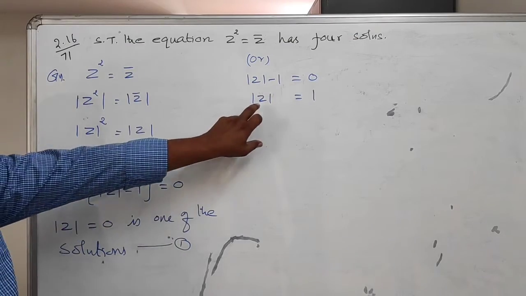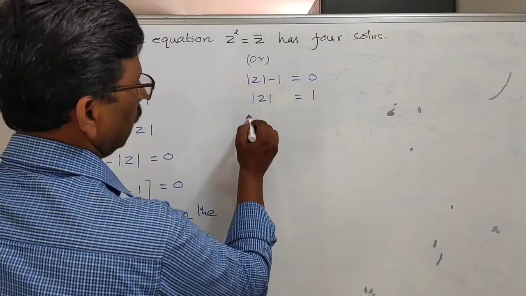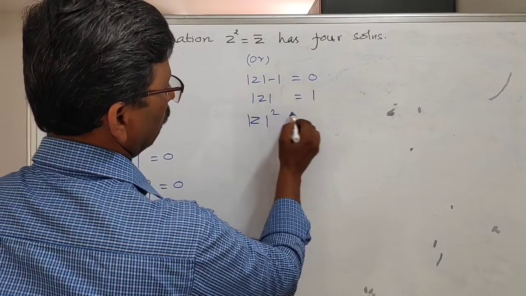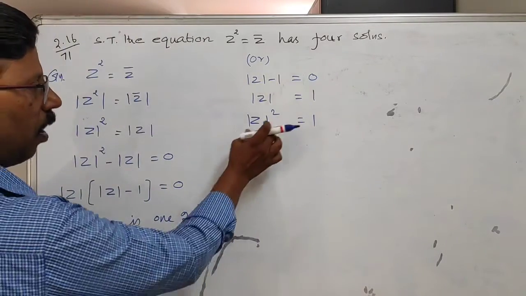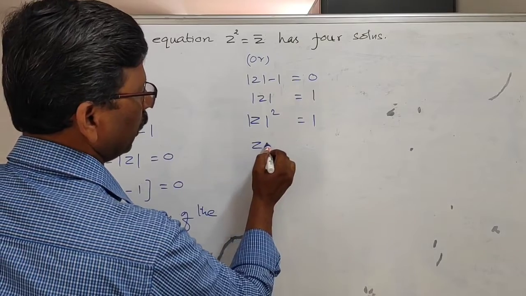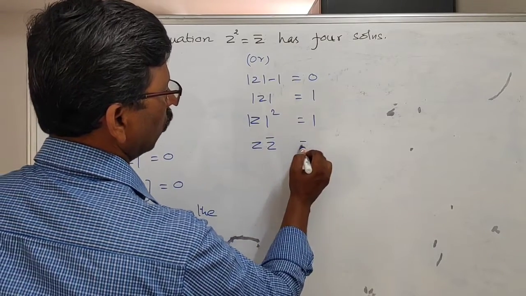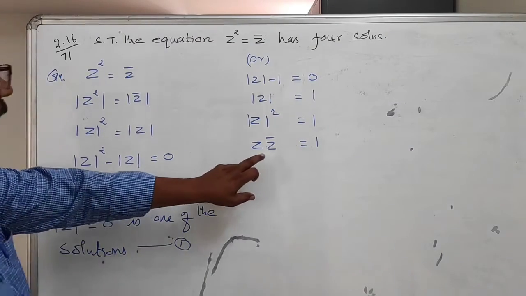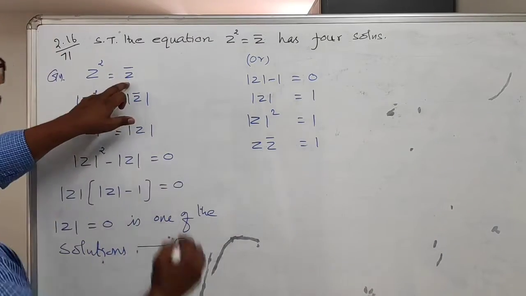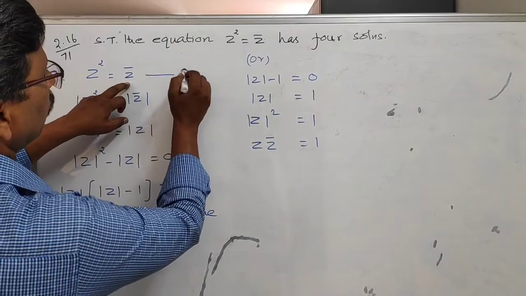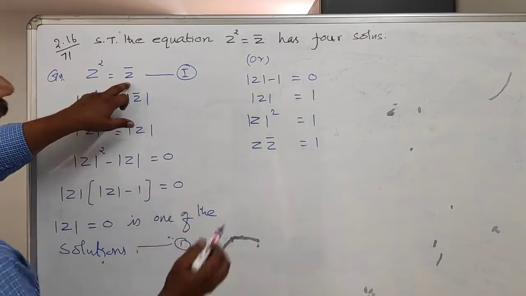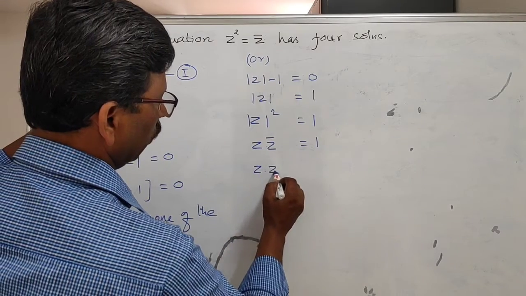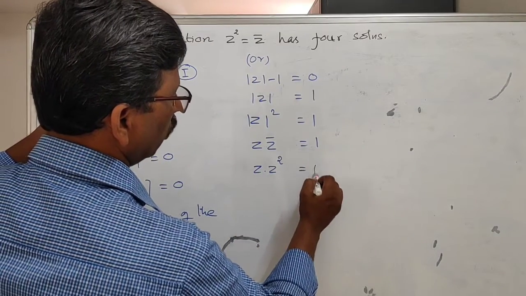Modulus z squared is equal to 1. Now this modulus z squared can be written as z into z bar is equal to 1. After that, we know the value of z bar. What is z bar? You can have it from the first Roman letter. Z bar is z squared. Therefore, we can write z into z squared is equal to 1.